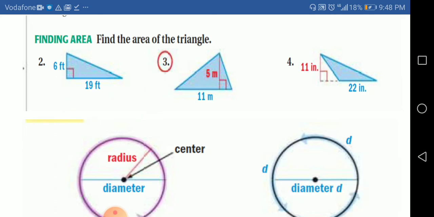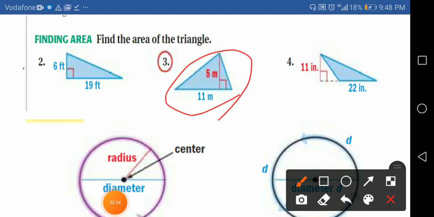What about the next one? This is an acute triangle. You'll find the height inside, which is 5. Half times base times 5, the altitude or height.